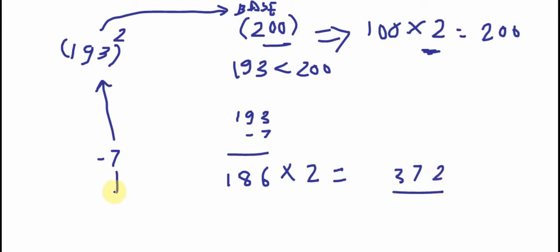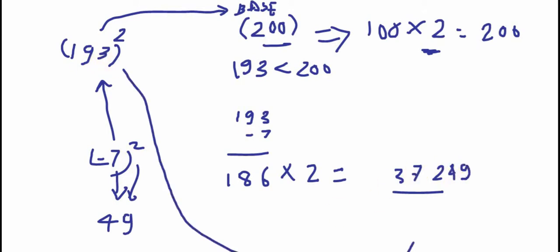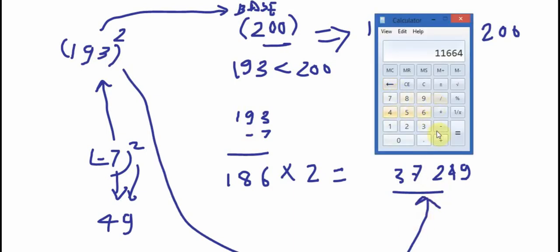And then the last digits are going to come from here. That is minus 7 squared. This is 49. So just write 49. So the square of number 193 is 37249, and that can be cross checked again. That is, square of number 193 is 37249. Yes, this is correct.